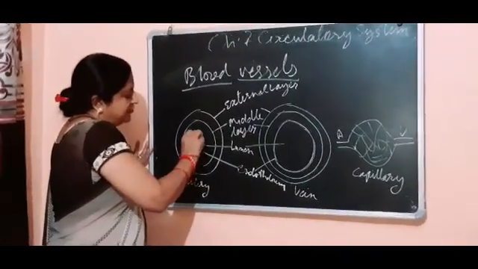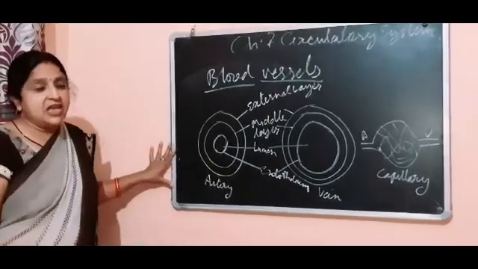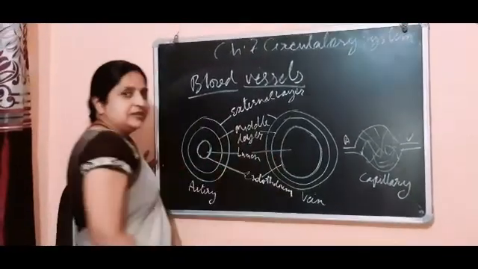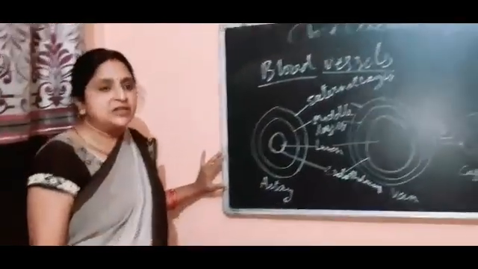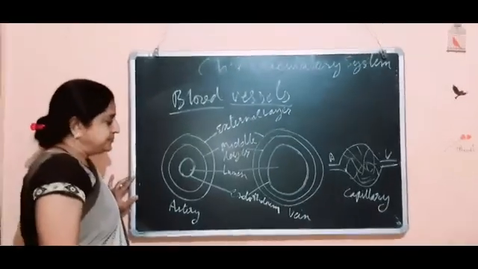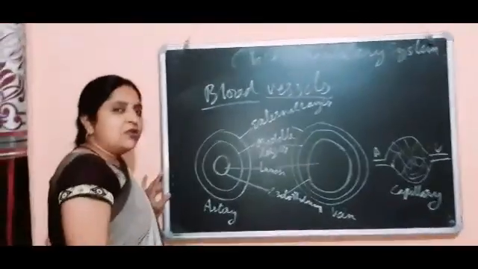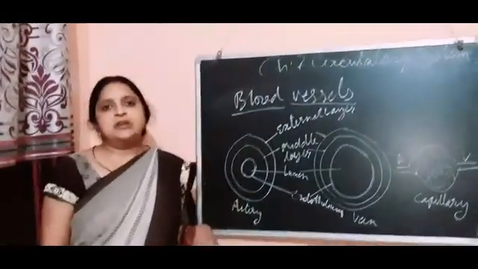The blood which flows in the artery is under great pressure as compared to the vein. The blood which flows in the vein is not under pressure, but the blood which flows in the artery is under high pressure. Arteries always carry oxygenated blood, except the pulmonary artery.